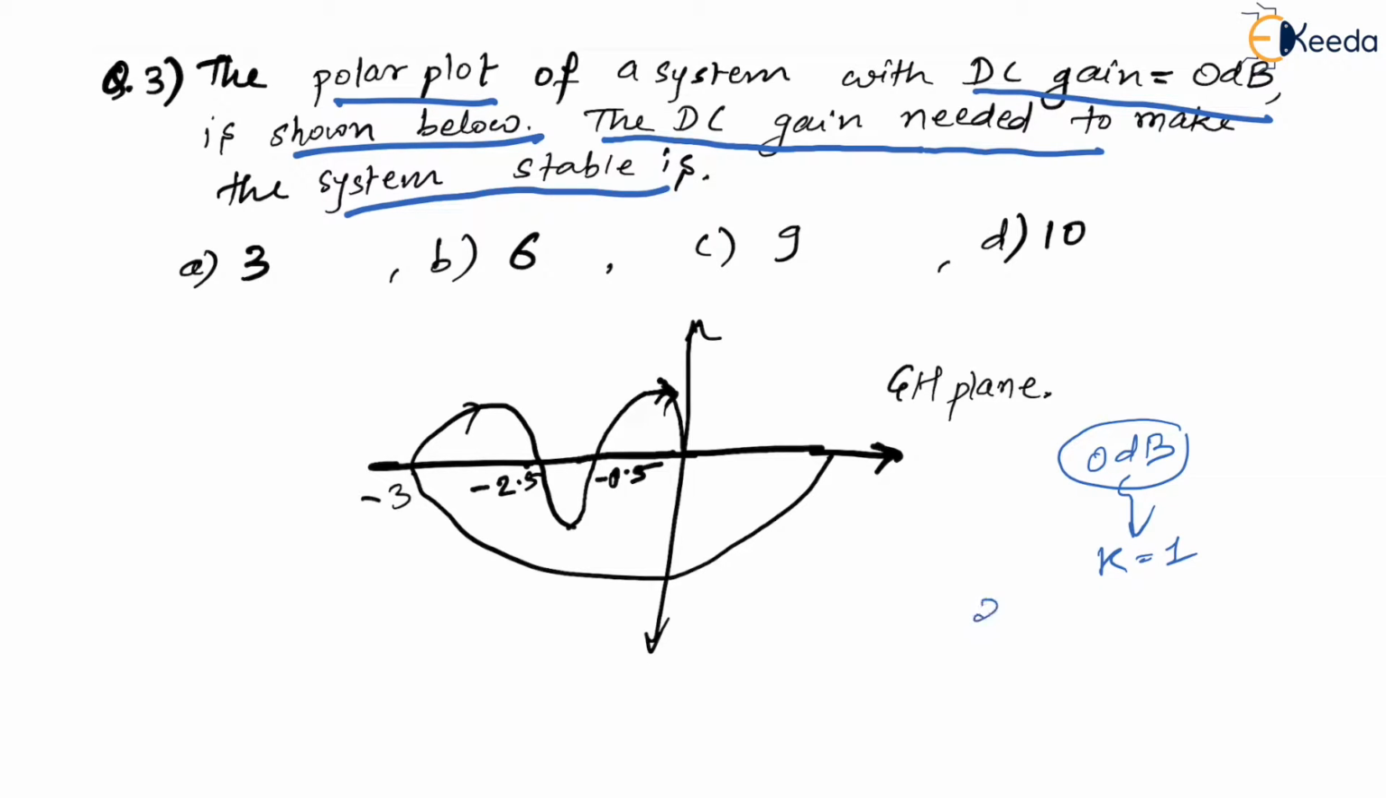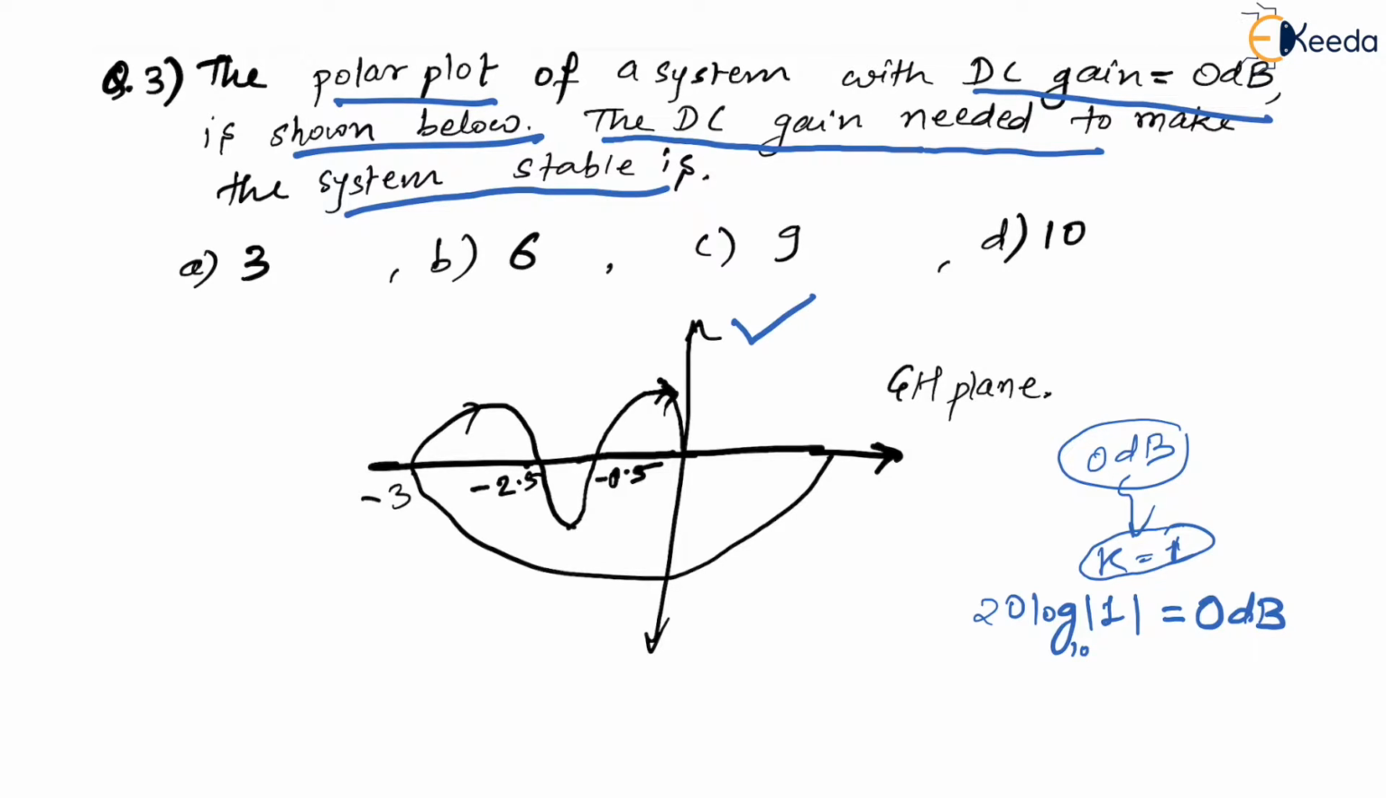How? Because it is nothing but 20 log of 1 to the base 10, and log 1 is always going to be 0, so it becomes 0 dB. I hope you are understanding the point, right? So this means that 0 dB gain indicates that k equal to 1. So for k equal to 1, this is the polar plot. That is what is given, right?